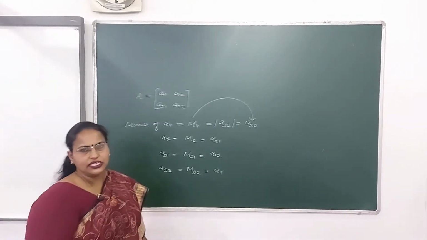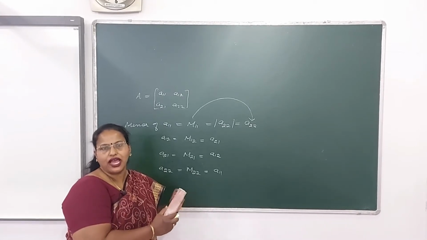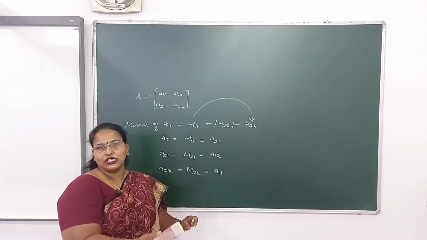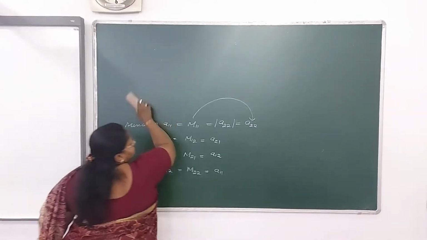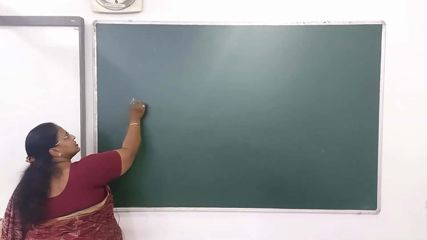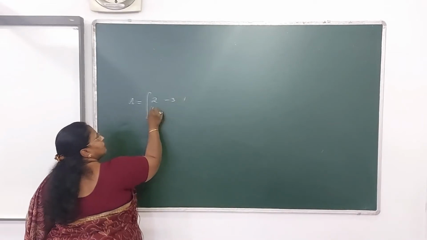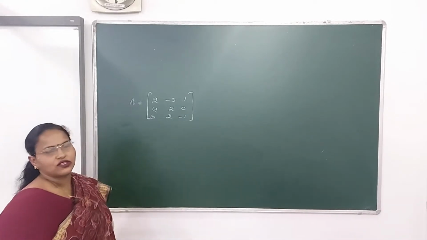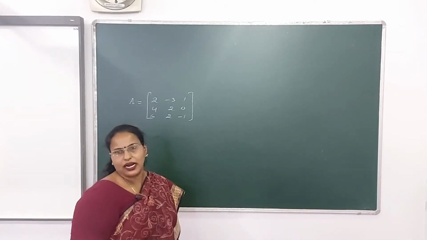So it's that simple, dear children. I hope you are getting the things clear. So this way we can find out the minor of any element of any square matrix. The same procedure will be applied for a square matrix of order 3. So let us go for that. Let us take an example now. Consider a square matrix A equal to 2 minus 3 1, 4 2 0, 6 2 minus 1. This is a square matrix of order 3. Let us find out the minor of each and every element of the given matrix.